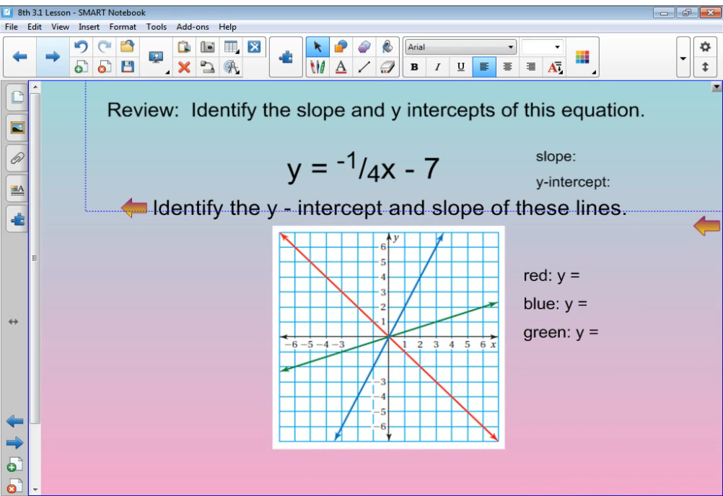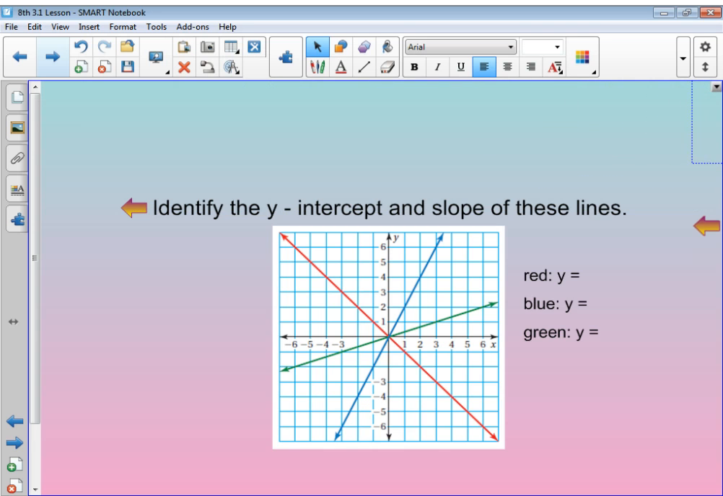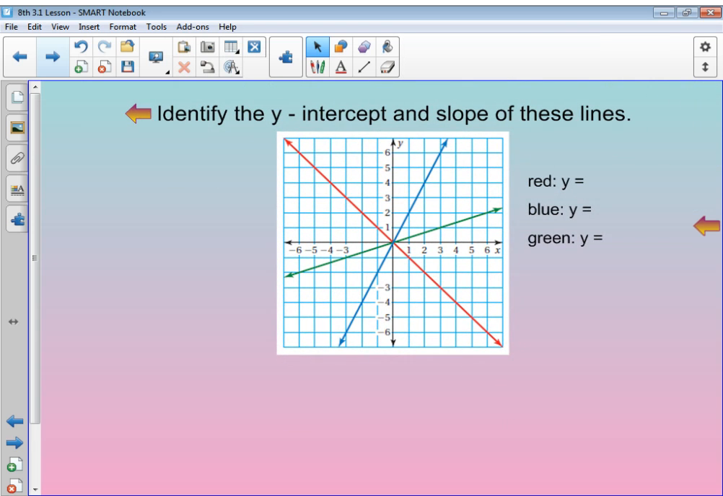Today, what we're going to be working with is in your practice journal. I believe it's page 55, but let me check quick. Yeah, this is page 55. I just have the colored version of what you have. This is your letter D on page 55. So working through this, we're going to identify the y-intercept and the slope of each of the lines.